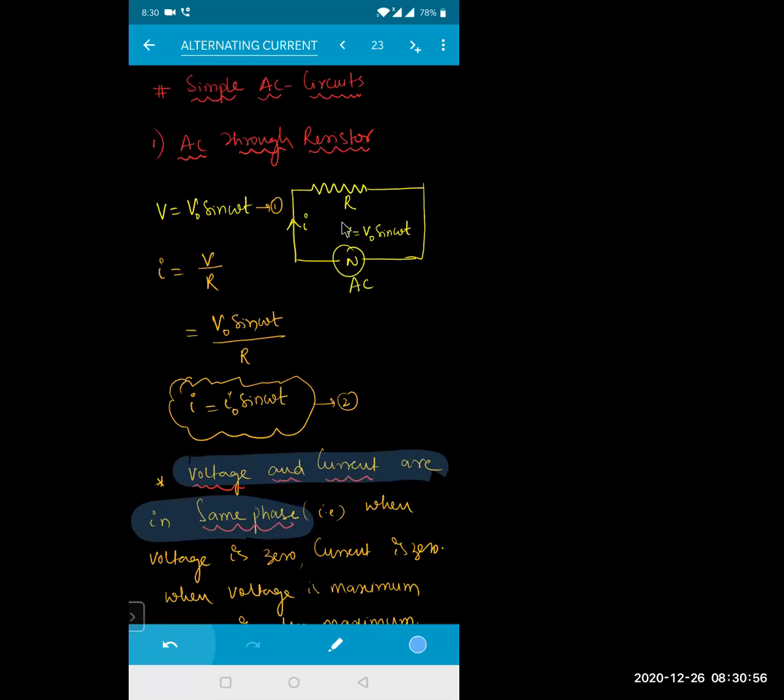So whenever you are writing an alternating current through a resistor, this is the standard condition which you always need to remember, beta. You need not change this. This is constant for every alternating source you connect. Whenever current from an alternating source passes through a resistor, voltage and current will be in the same phase.